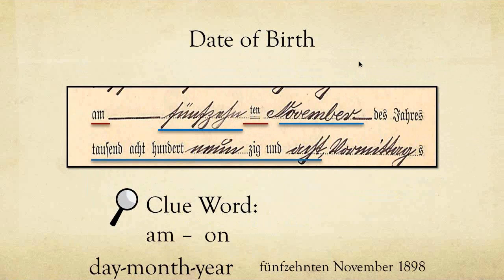1898. So on FamilySearch again, there's a wonderful FamilySearch German genealogical word list. If you Google that, the FamilySearch German genealogical word list, they have a nice list of numbers, months, and years that you will need to know in German. So I'd highly recommend checking that out. But to find those dates, remember, look for your clue word.